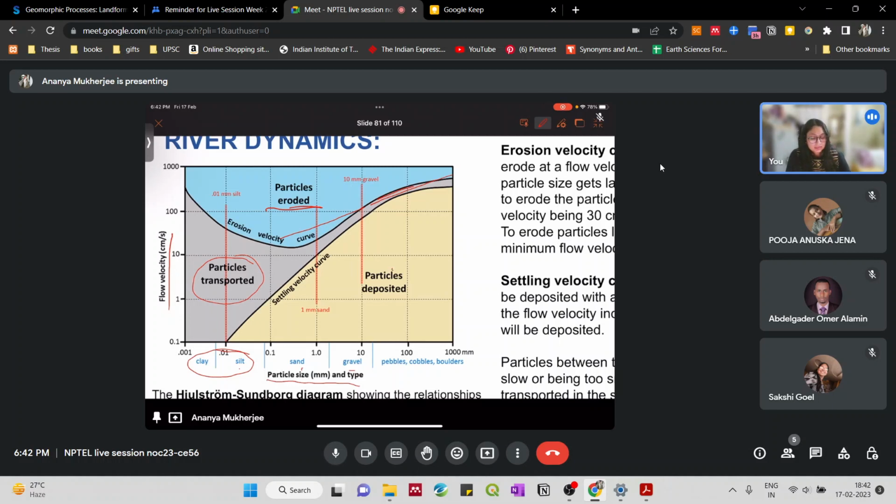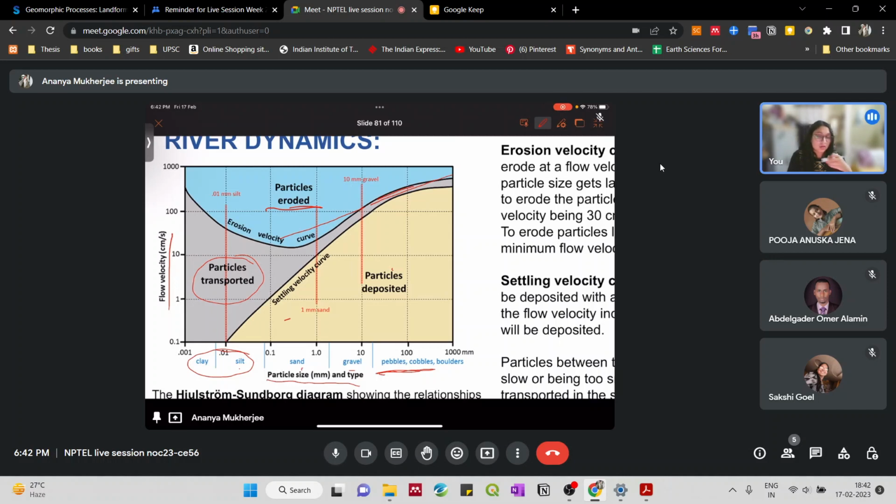Then you have particles deposited. You can see that the larger particles or larger sediments start getting deposited at very low flow velocities also. So this diagram gives you a relation between the different sizes of the sediments, and also how they are affected by the flow velocity.